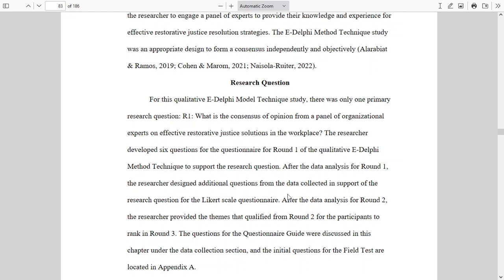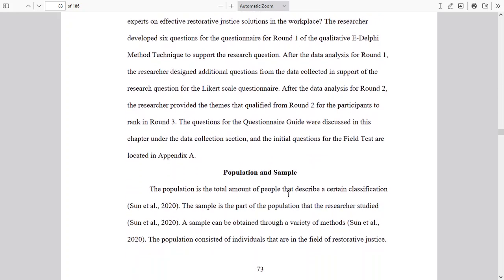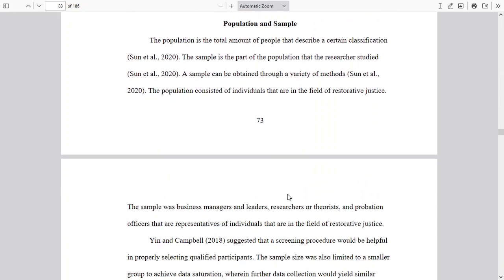The questions for the questionnaire guide were discussed in this chapter under the data collection section. And, well, maybe I do get into a little bit, maybe, I don't know. We'll find out. And the initial questions for the field test are located in Appendix A.